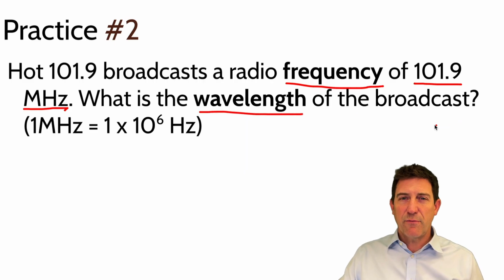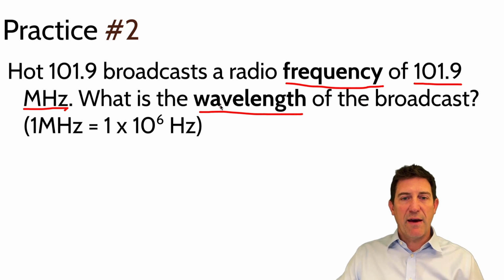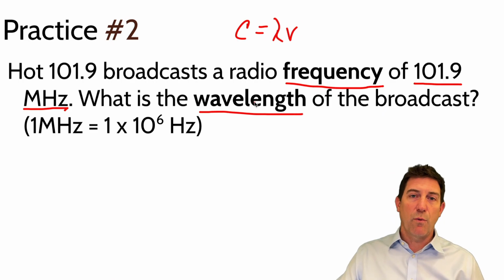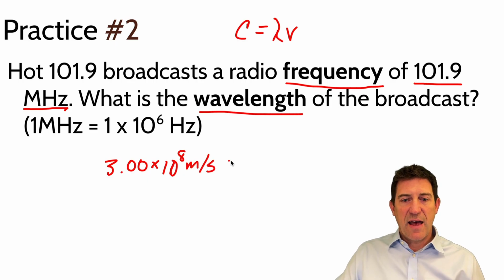So I need some sort of relationship between light, wavelength, and frequency. We know that formula. That's the one we just used. C equals the wavelength times the frequency. Let's fill in our variables here. We know C. It never changes. It's 3.00 times 10 to the 8th meters per second. That's equal to the wavelength. Now, we don't know the wavelength. We're going to try to solve for that, so I'll leave it this way, times the frequency.